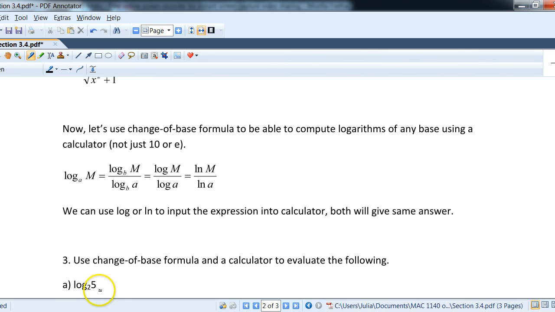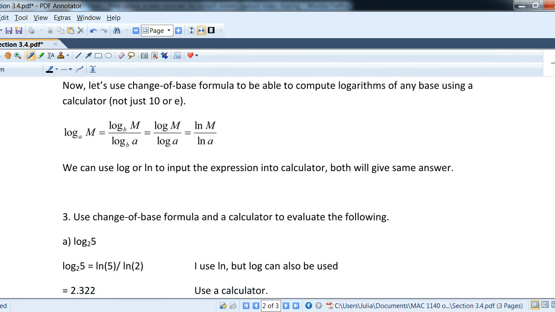What about the log base 2 of 5? How can we put this in a calculator, for example? Well, we can use ln of 5 divided by ln of 2, or we could have used log base 10, log of 5 divided by log of 2. Either one should give you the same answer if you put it in a calculator, and they both should be 2.322. And don't forget to close the parentheses, otherwise you will get a different answer. It should look exactly like this.